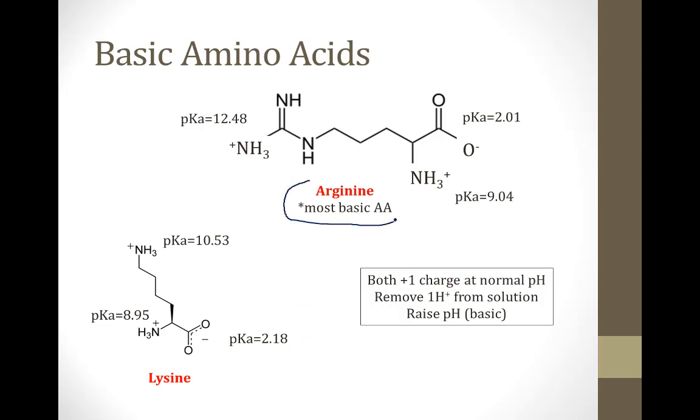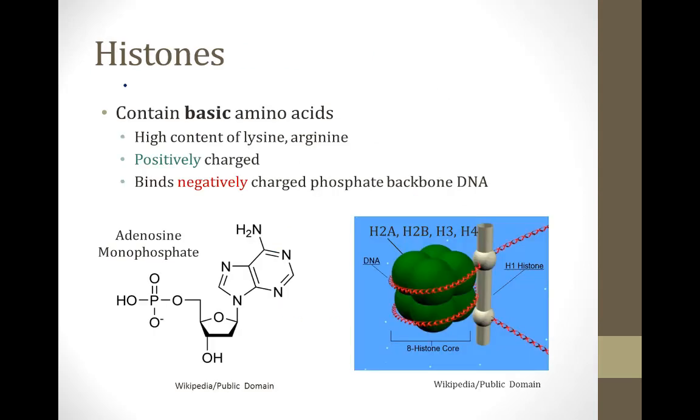There are two basic amino acids, arginine and lysine. Arginine is the most basic. It is the strongest base because its side chain has a very high pKa. Lysine is also basic with a side chain that has a pKa of 10.53. Both of these have a +1 charge at normal pH, which means they tend to remove one H plus from solution at normal pH. And when you remove H plus from solution, you raise the pH, and that makes these basic amino acids. You can find large quantities of basic amino acids inside of histones in the nucleus of cells.